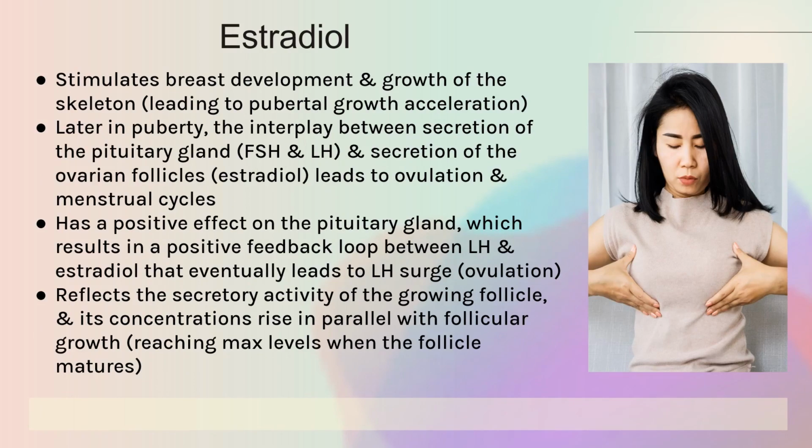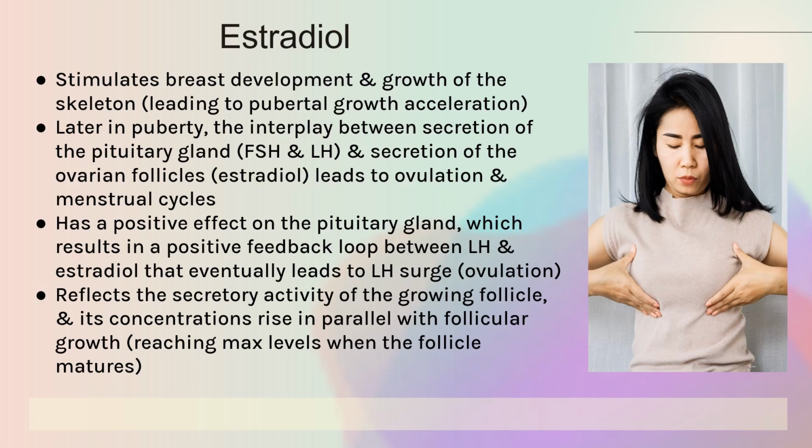Estradiol is a primary steroidal hormone, which plays several key roles in the female reproductive system. It stimulates breast development and the growth of the skeleton, contributing to pubertal growth acceleration. In later stages of puberty, estradiol, along with the secretion of hormones from the pituitary gland, your FSH and LH, is essential for ovulation and the initiation of menstrual cycles.